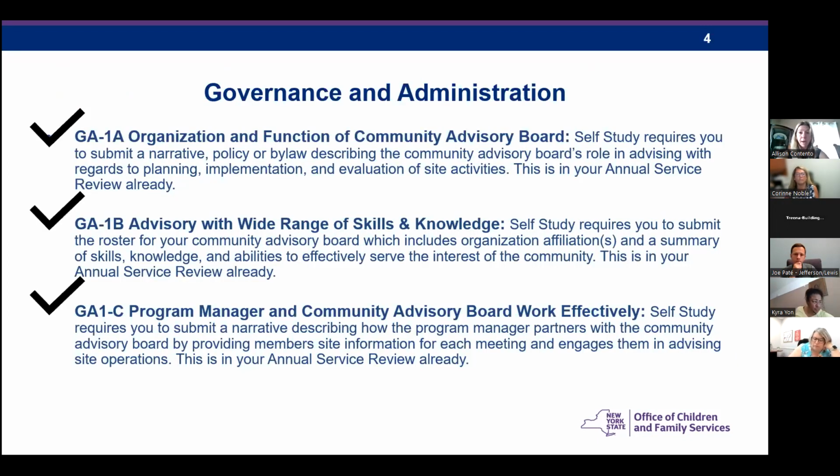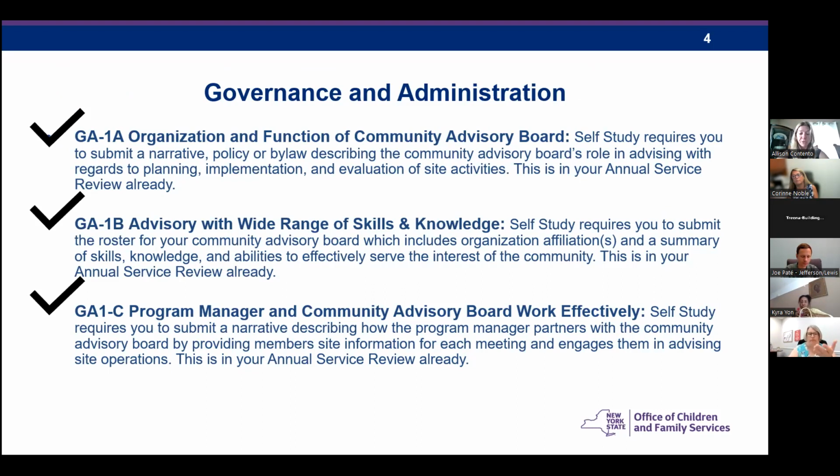Okay, so the first set of GAs, so that's looking at GA 1A through GA 1C. All of these self-study requirements can be found in your annual service review. So when you complete your annual service review, the narratives are in there. And so that, when you submit your ASR, these items should be covered in there as part of your self-study.